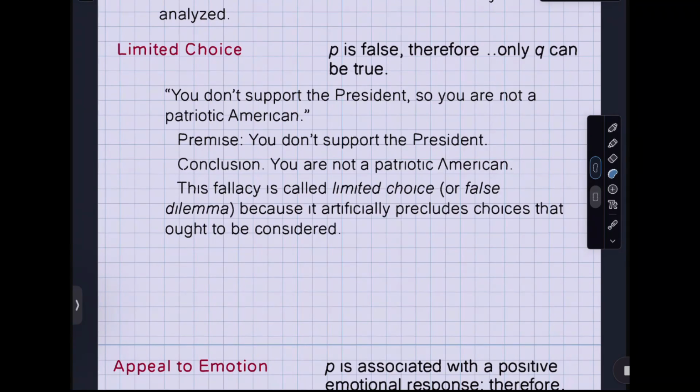This happens all the time as well, right? There are plenty of people that did not like their choices in 2024, right? But if you didn't like Biden, you must support Trump. If you didn't like Trump, you must support Biden, right? So that happens quite a bit.